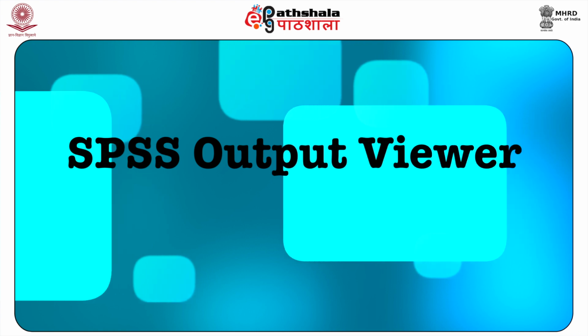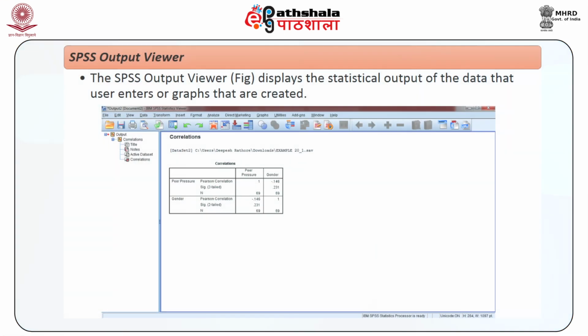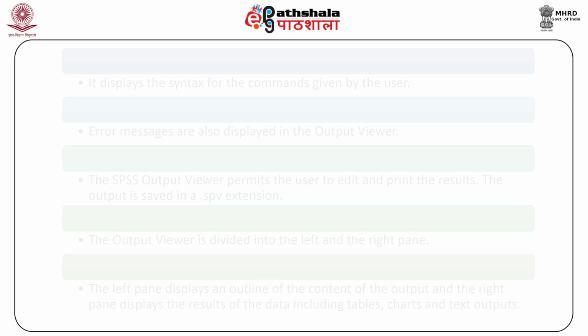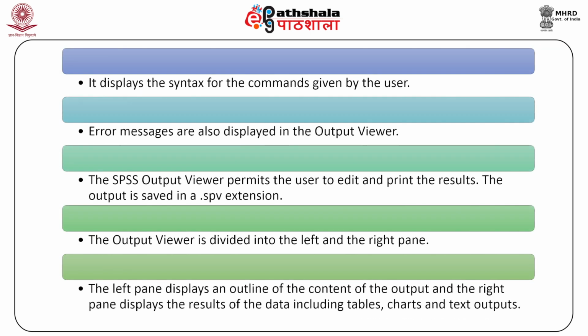SPSS Output Viewer. The SPSS Output Viewer displays the statistical output of the data that the user enters or graphs that are created. It displays the syntax for the commands given by the user. Error messages are also displayed in the output viewer. The SPSS Output Viewer permits the user to edit and print the results. The output is saved in a .spv extension.